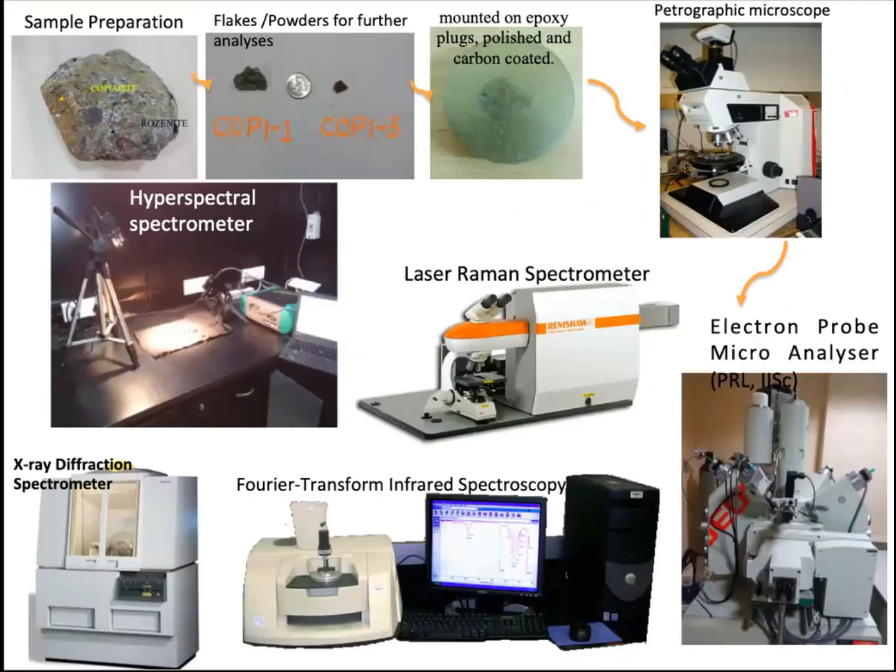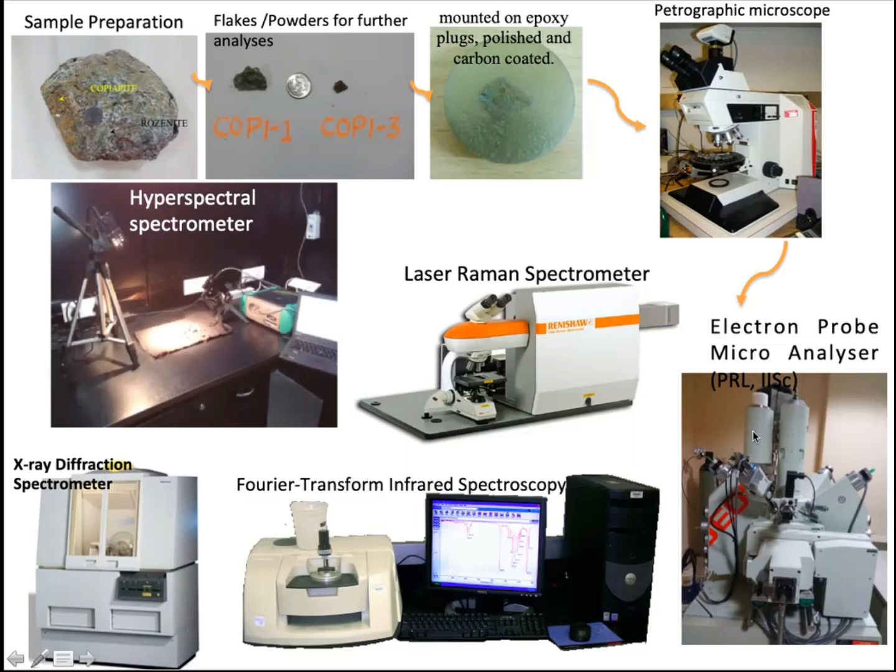So now the various instruments which we are using for these types of studies. Some sample preparations are there. Then we can have thin sections, different types of sections can be there. Then of course fundamental or advanced petrological microscopes. Then a hyperspectral radiometer, which will give the spectral data of the samples. Then Raman, then FTIR, XRD, etc. for different aspects, and this is the EPMA.